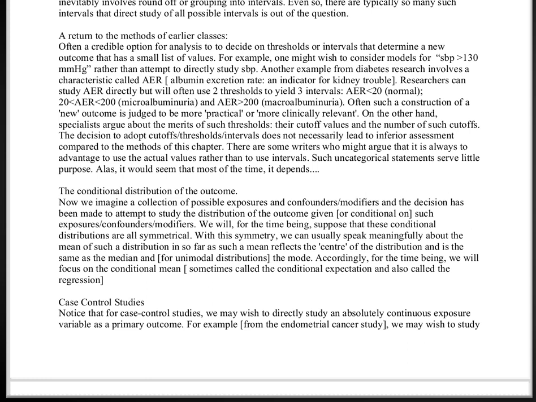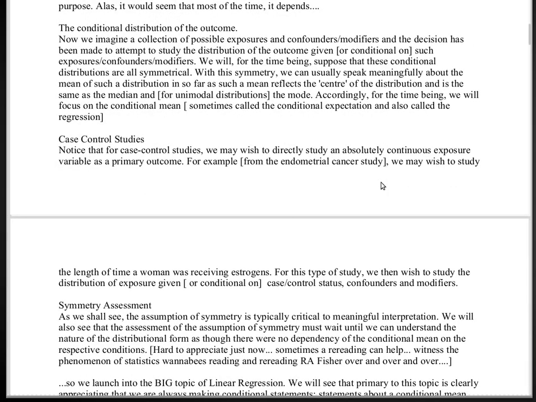It's worth pointing out that sometimes case control studies involve the direct study of an absolutely continuous exposure, as we might see in cancer studies, for example. And if, in fact, that's the case, then we now have a measured variable that becomes the quantity we wish to study. So then it becomes studying, for example, the expected exposure as a function of the case control status, and then possibly other confounder modifiers and so on. All right.